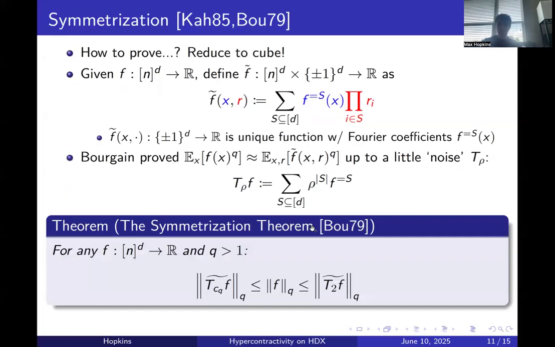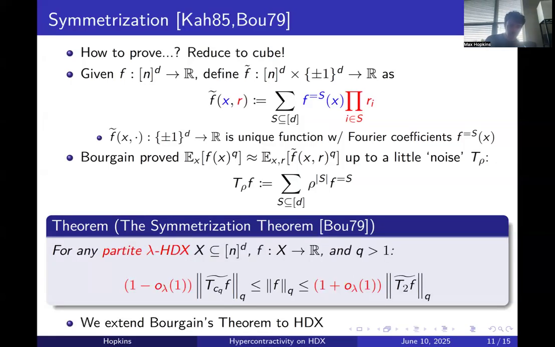So formally, Bourgain proved what's called the symmetrization theorem, which says that for any f mapping [n]^d to R and q greater than 1, the q norm of f is sandwiched between the symmetrization of f with a little bit of noise applied on either side. C_q is just some constant depending on q that I won't write out explicitly.